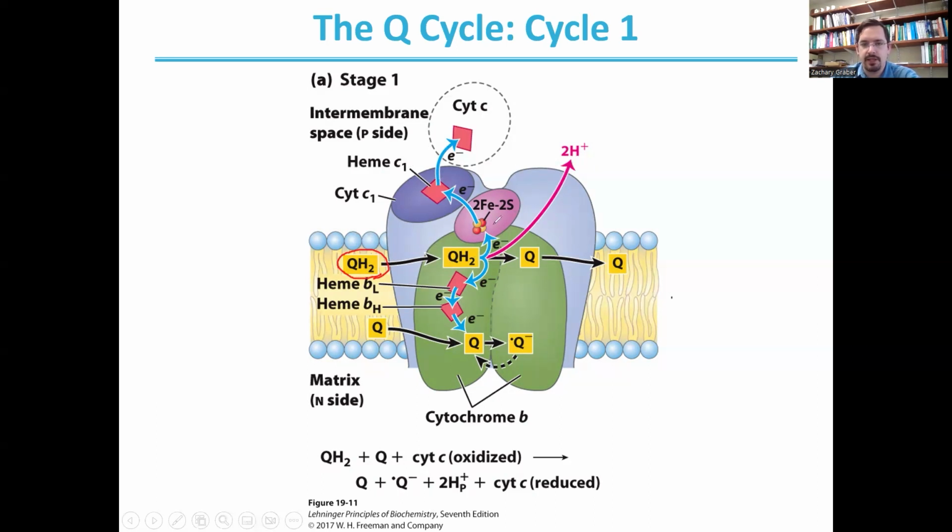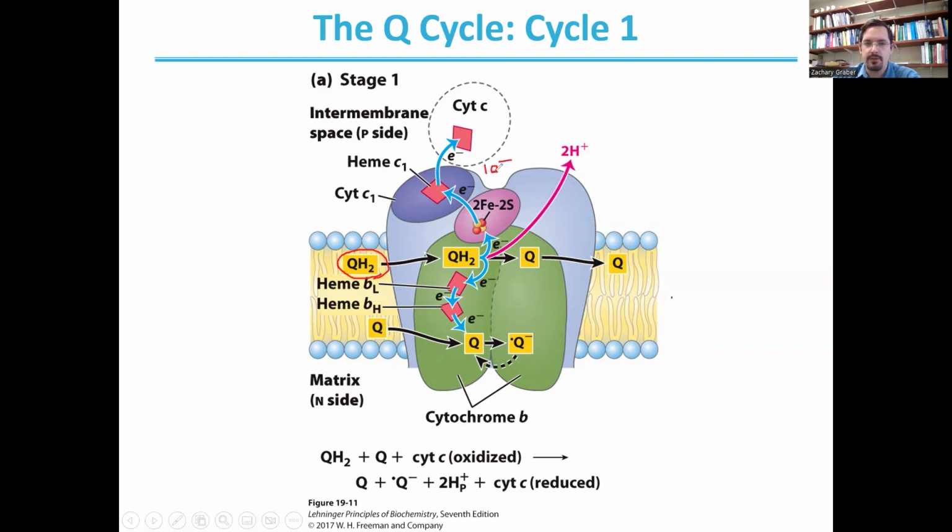and this will come in to transfer electrons to cytochrome C. Now, the issue that we have here is that cytochrome C only accepts 1 electron. Ubiquinol can, of course, transfer either 1 or 2 electrons. So what it's going to do is transfer 1 electron over to cytochrome C.